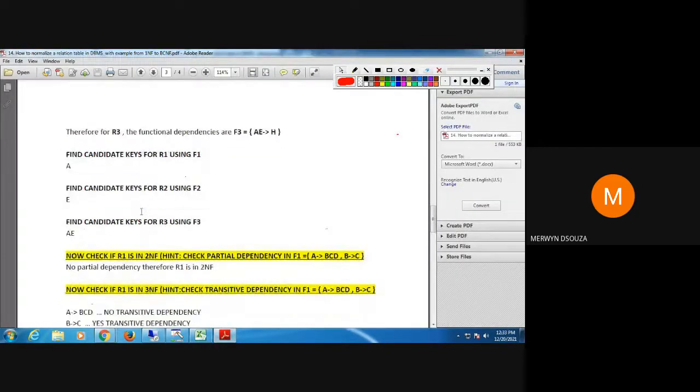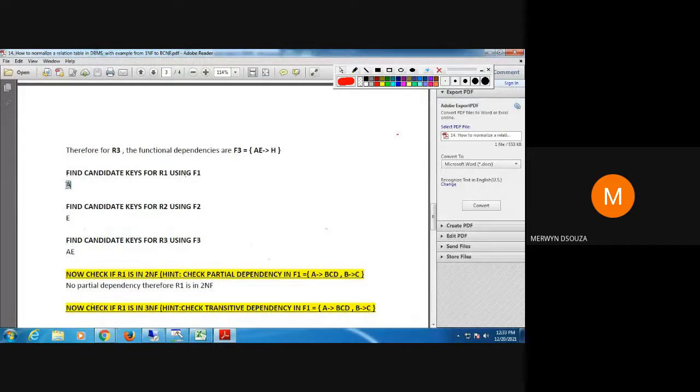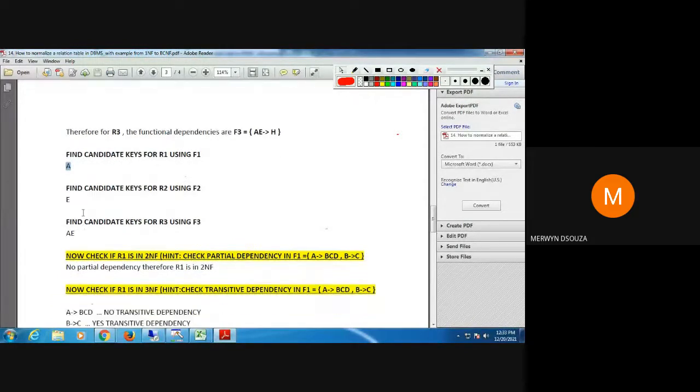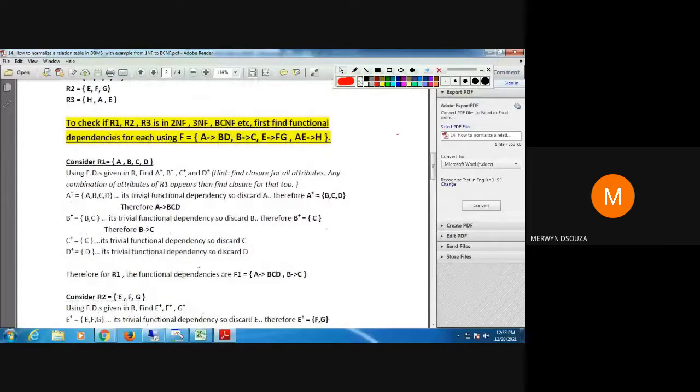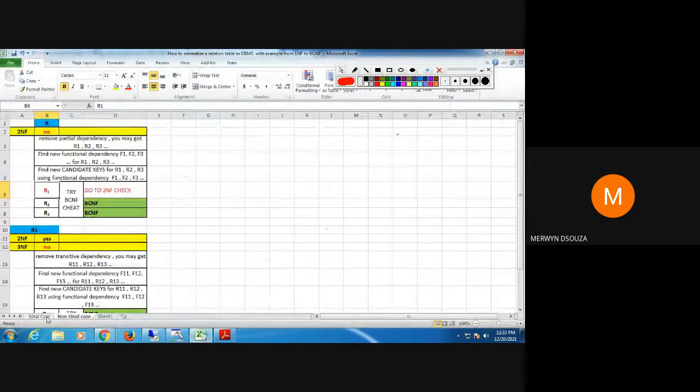So let's see R1. The candidate key is A. When you check the left hand side, the first functional dependency of R1 is proper, it satisfies BCNF. But for the second functional dependency, B is not a super key, so it fails. R1 is not in BCNF. So we again go back to this.